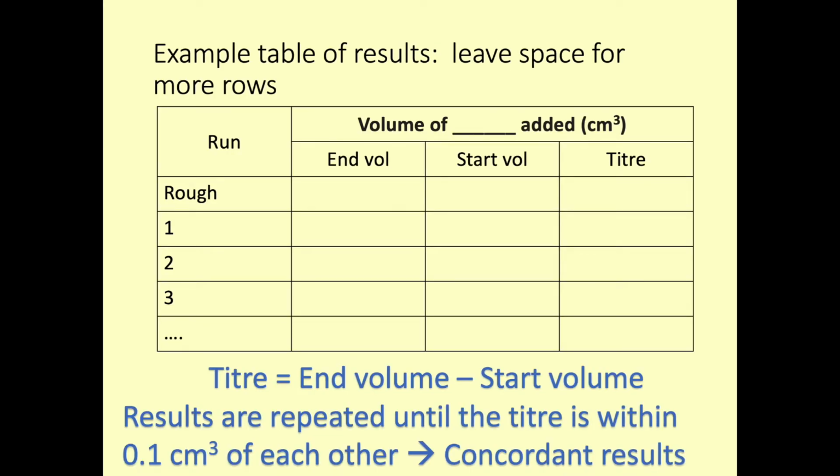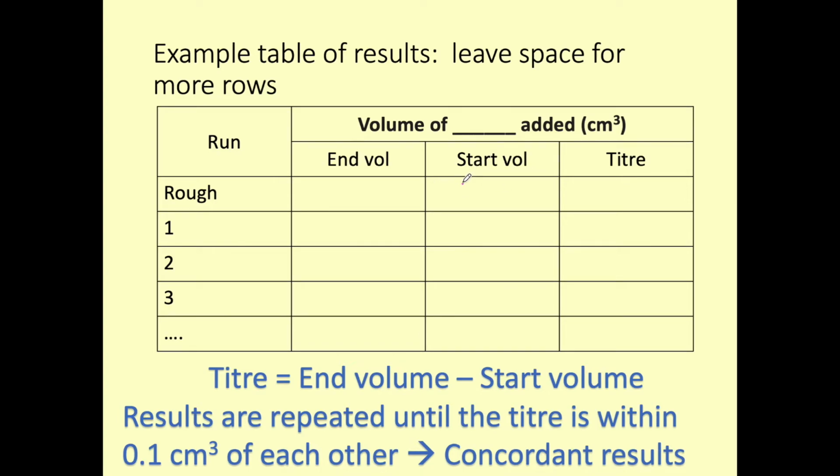So this is an example of a table of results. Now, I always instruct students to leave space for more rows, because we keep carrying out this experiment until we get results that are within 0.1 centimetre cubed of each other. And this is what we call concordant results. But we don't know how many takes that's going to take you, and so leaving space for more rows is always really important. So what we do is we take an initial reading from our burette.